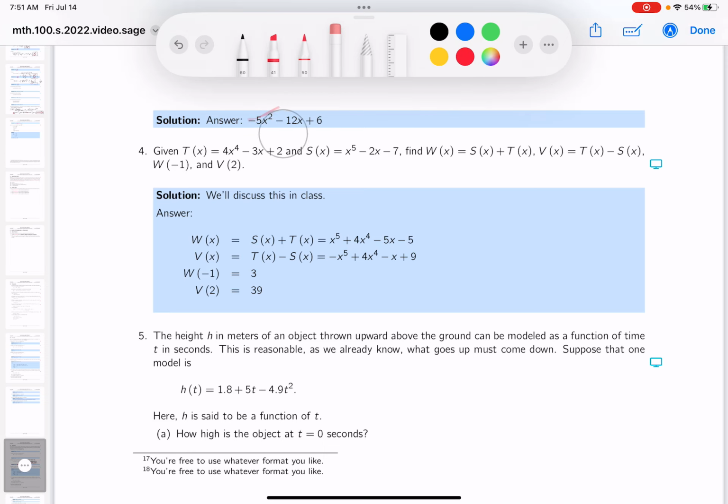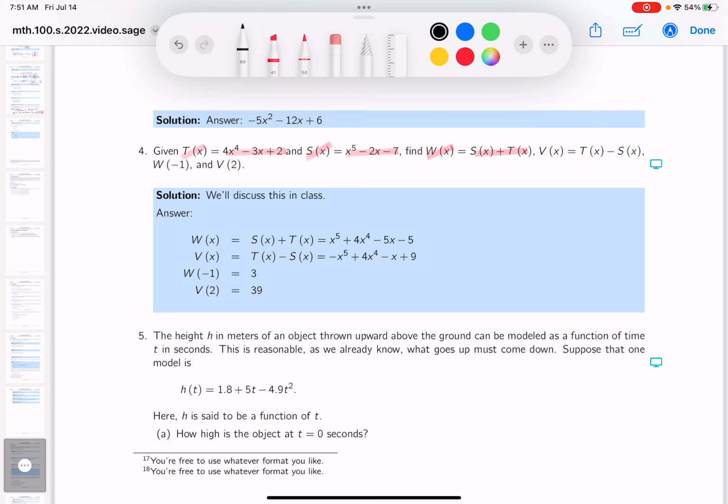All right, we're on problem number 4 now. And I see there's some functions given to me. T is a function of x, and that's what it is. S is a function of x, and that's what it is. They want me to come up with this function w, which is a sum of s and t.